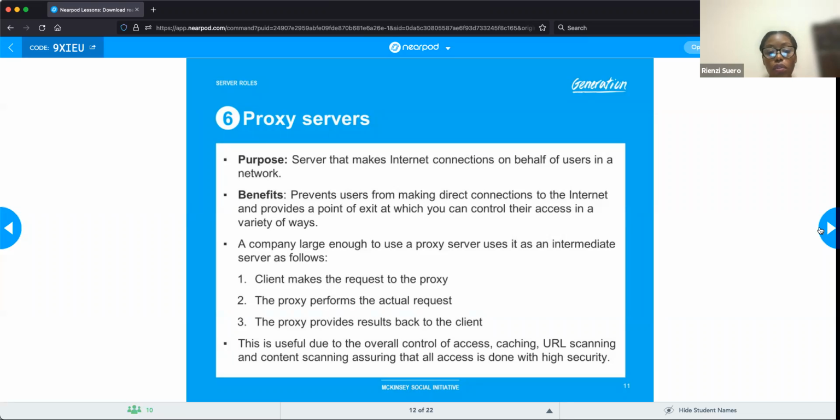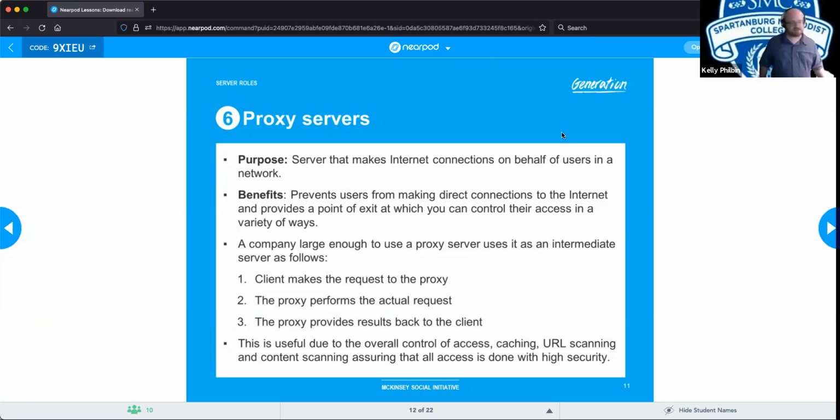Excellent. Thank you. So essentially it operates as an intermediate, kind of working as security, but also as a content filter.